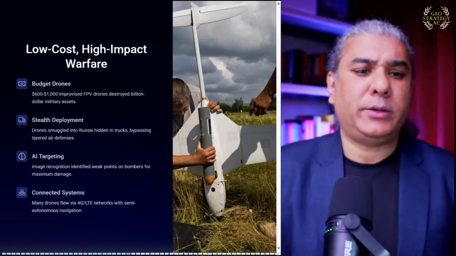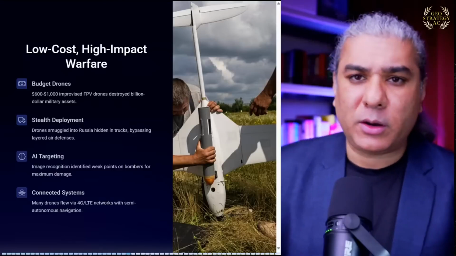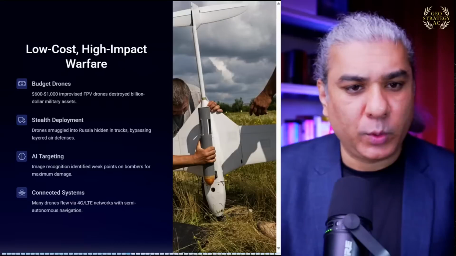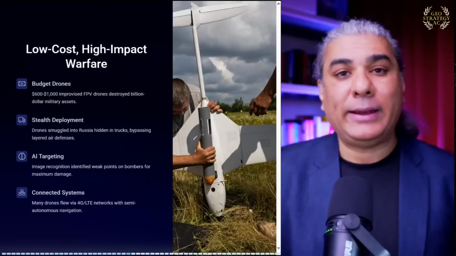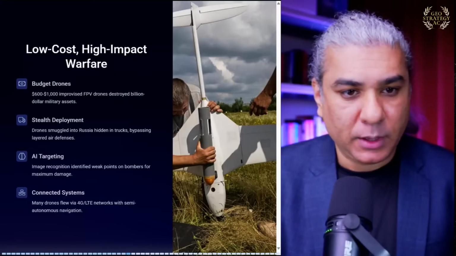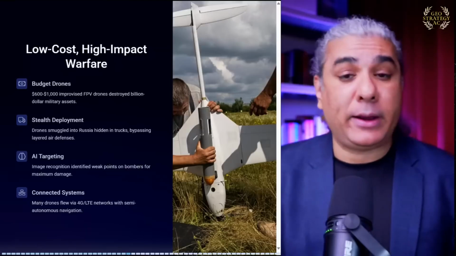So the drones the Ukrainians used were pretty cheap drones. The cost was between $600 and $1,000. And these were improvised FPV drones, and they ended up destroying billion-dollar military assets. The drones were smuggled into Russia, hidden in trucks. They bypassed all the layered air defenses.